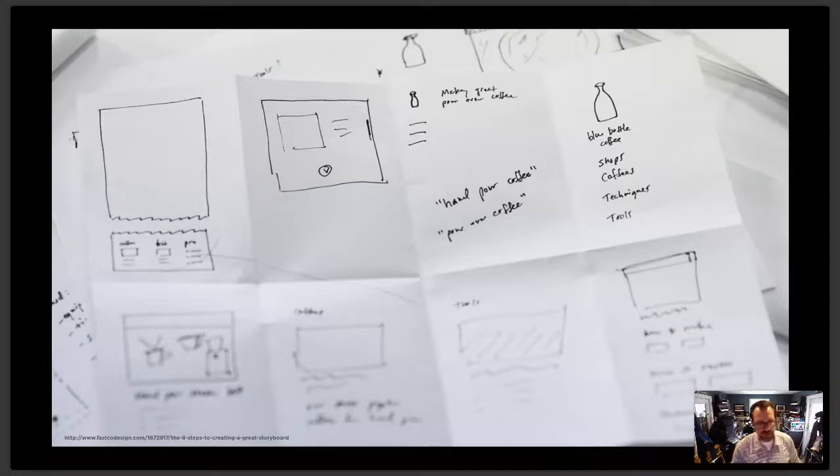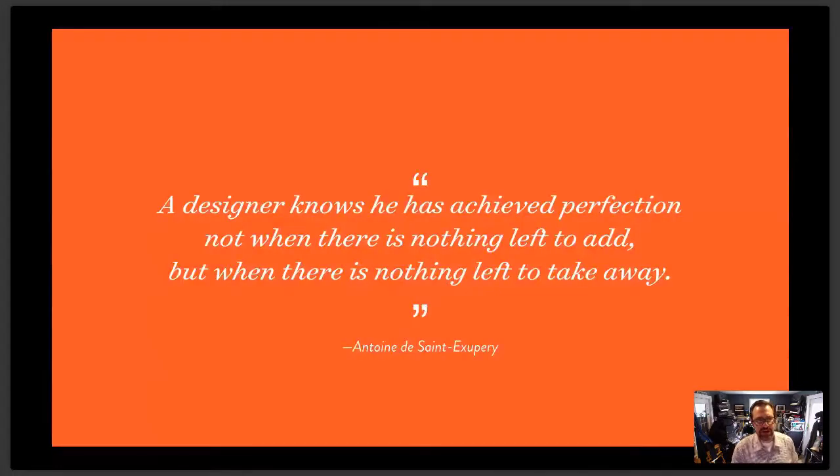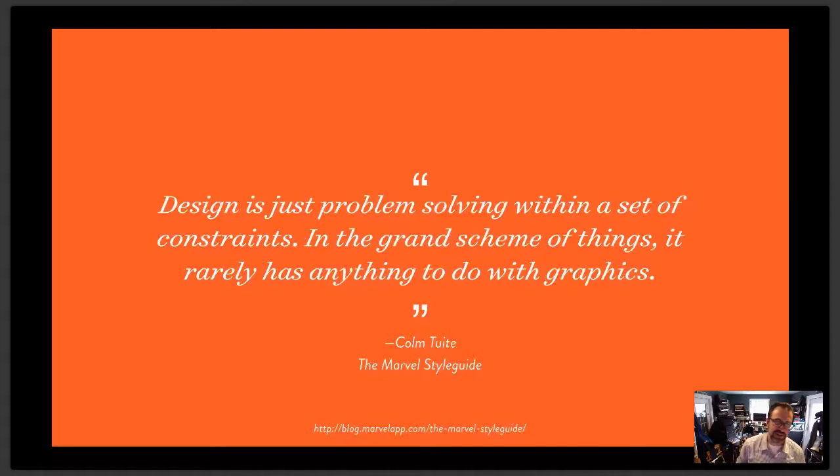So I'm going to leave you with 2 quotes here. A designer knows he's achieved perfection, not when there's nothing left to add, but when there's nothing left to take away. This goes back to something I've said a couple times already today. Strip things down to the bare minimum. Find that flow, take away all the extraneous stuff, fix the core, then move on to everything else. These ideas are going to come from all over the place, and you want to be able to pull them in. But if you have a lot of things tacked on, it's really hard to get to that core. And design is just problem solving within a set of constraints. In the grand scheme of things, it rarely has anything to do with graphics.